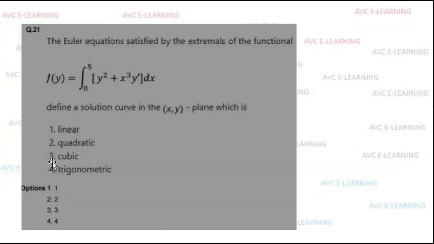Next question. The Euler equations satisfied by the extremals of the functional I of y is equal to integral 0 to 5 of (y square plus x cube y dash) dx define a solution curve in the xy plane which is: linear, quadratic, cubic, and the fourth one is trigonometric. Now we will move on to the solution of this question.